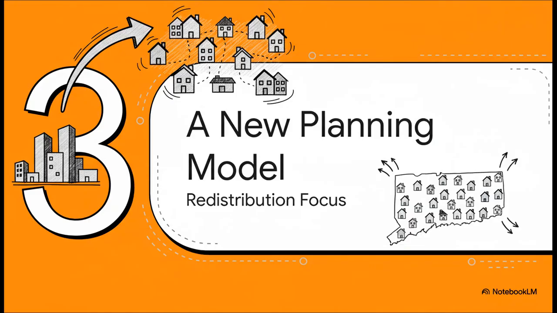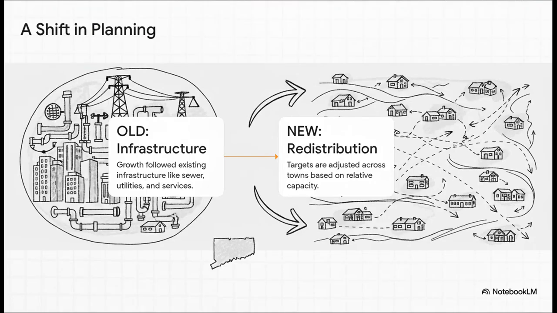So when you put all these pieces together, you start to see that this is a really fundamental shift in how planning works in Connecticut. We're moving away from the old way of doing things and toward a totally new model. Think about it like this. The old model was simple. Growth followed infrastructure. If a town had sewer lines and utilities ready to go, that's where development happened. But the new model flips that idea on its head. It's about regional redistribution. Now, housing targets are spread across towns based on their capacity, not just where the pipes are already in the ground.